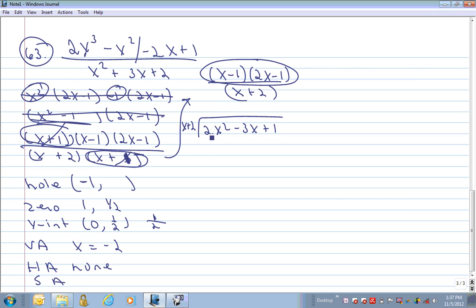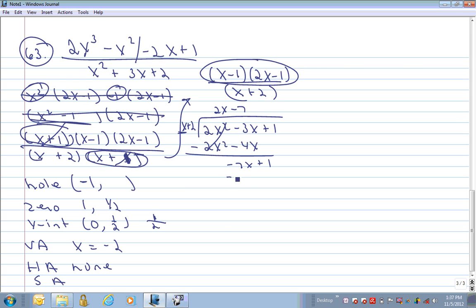So when I do that, x times something gives me 2x squared. That will be a 2x. So 2x squared, and 2x times 2 would be 4x. Remember, long division, you're subtracting both. This cancels. I have negative 7x plus 1. And then again, x times something gives me negative 7x. That will be a negative 7.